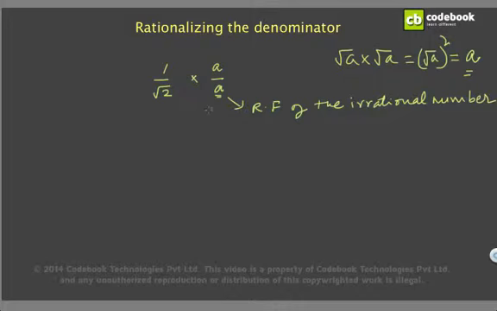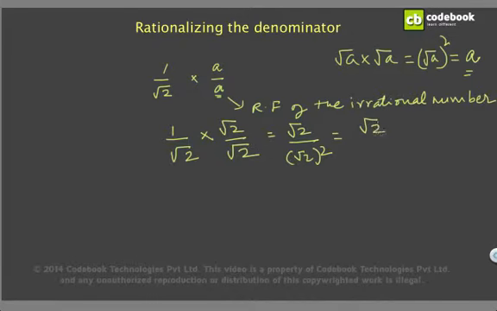So in this case, in order to rationalize the denominator, we multiply the numerator and denominator with root 2. That makes it root 2 by root 2 whole square, which is nothing but root 2 by 2. So this is much better. We can simplify this by saying 0.5 times root 2. So this is how we rationalize the denominator when the denominator only has one single term.